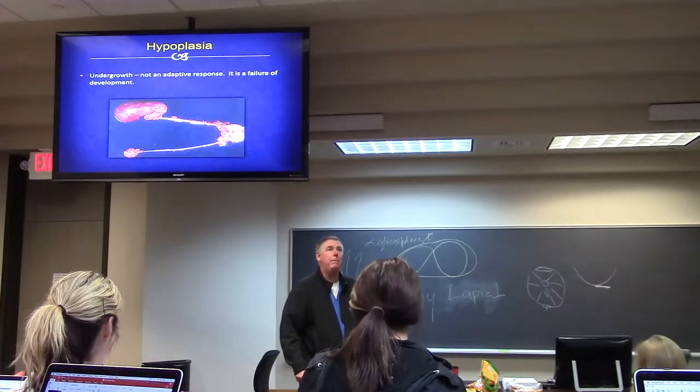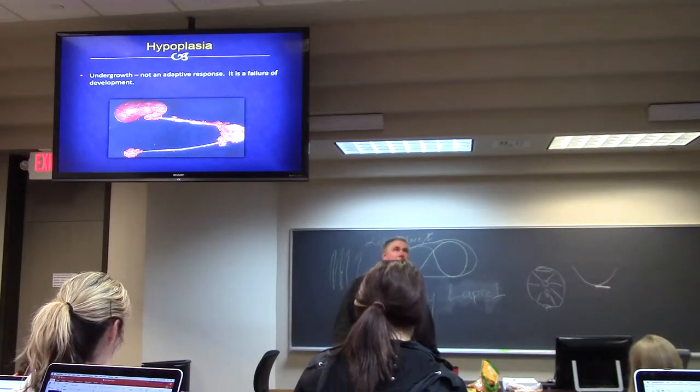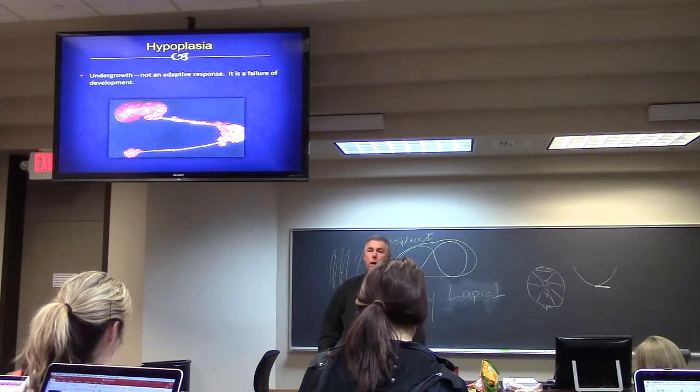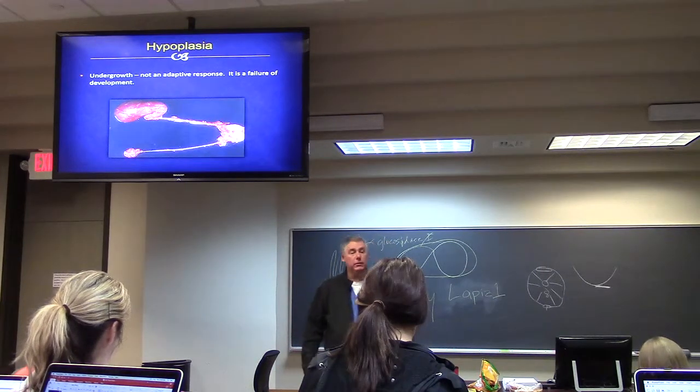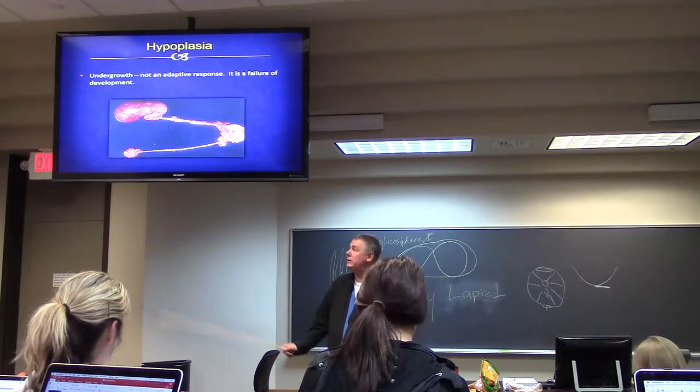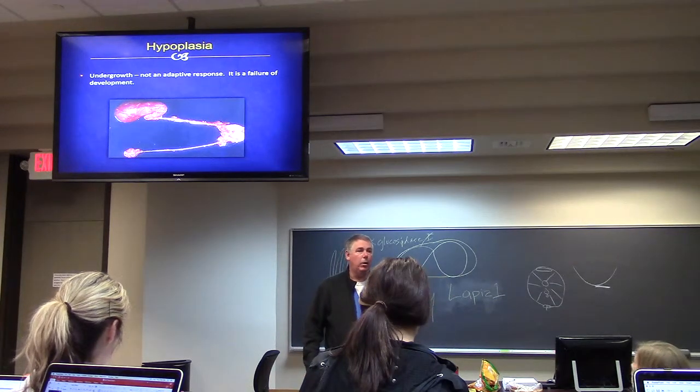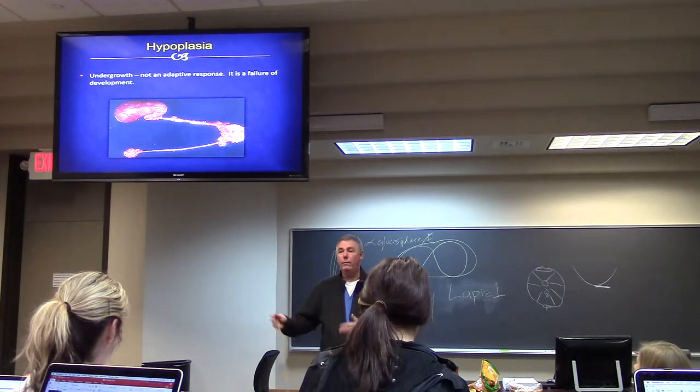Okay. Hypoplasia is when things just don't develop like they're supposed to. This is what my wife's kidneys, these are not my wife's kidneys, but this is what's going on with her. She has a hypoplastic kidney on one side. She actually only has one functioning kidney.